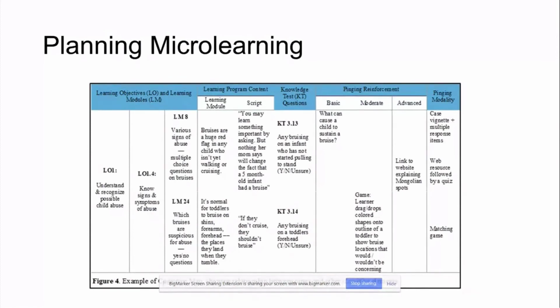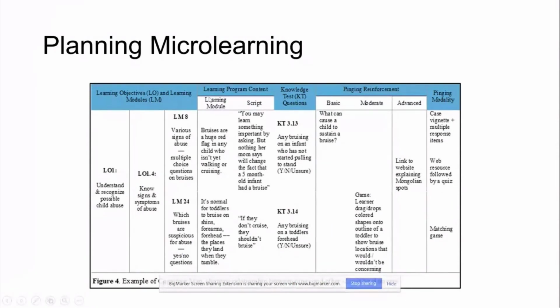But let me kind of walk you through this, because if you're thinking about microlearning, here's a really good way to think about it and map it back to your learning objectives. So in the first part of this table, we have learning objective and learning modules. So we have learning objective 1, understand and recognize possible child abuse. Learning objective 1.4, know signs and symptoms. And what learning modules are they in? Learning module 8 and learning module 24.